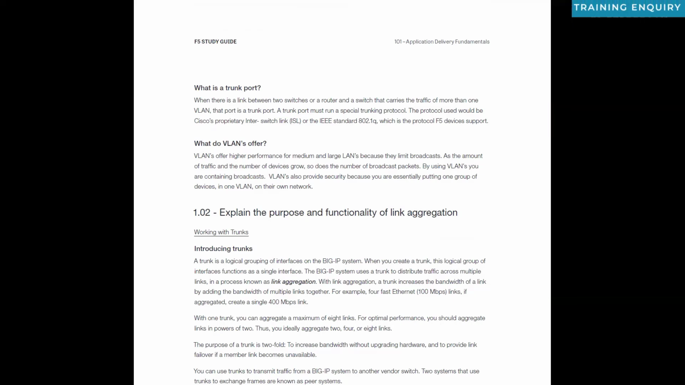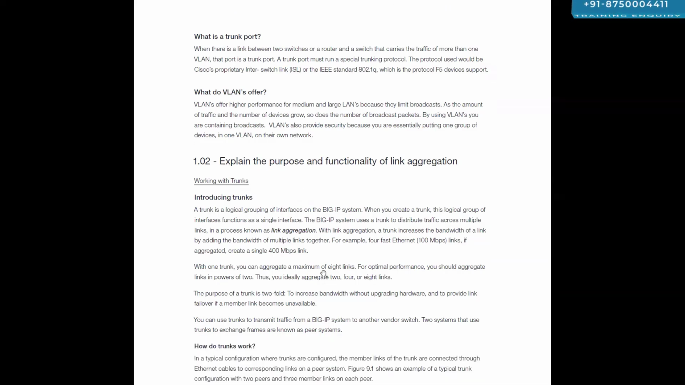Because I'm expecting that you are already aware of how we perform inter-VLAN routing using Cisco Layer 3 switches or routers, but we will be doing that using BIG-IP, because with BIG-IP we're going to start from scratch. Then next is, what is link aggregation? And this is a very important topic when it comes to BIG-IP as well.